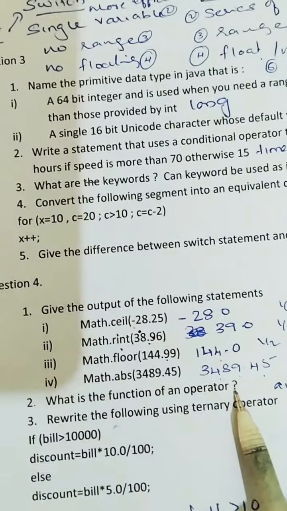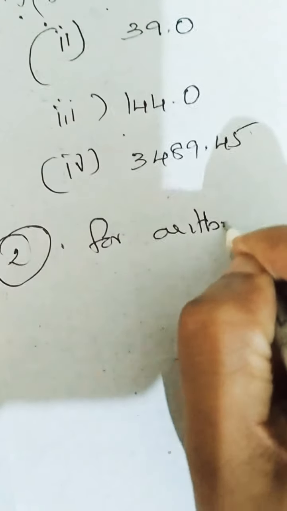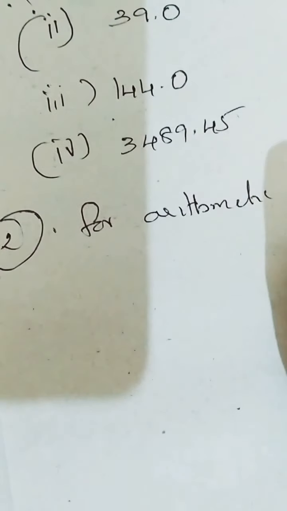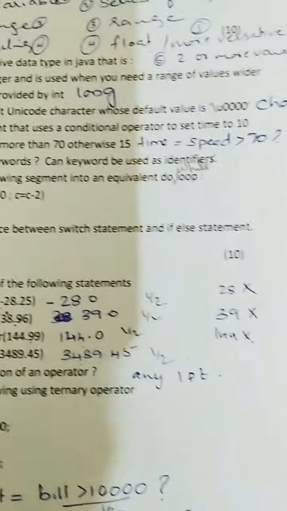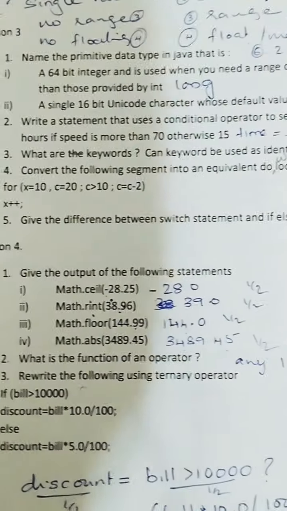Next, second part. What is the function of an operator? It is used for operation. It is used for arithmetic calculations, or it is used in an expression to solve the problem. You can write any point. Just say the symbol is used for calculations.